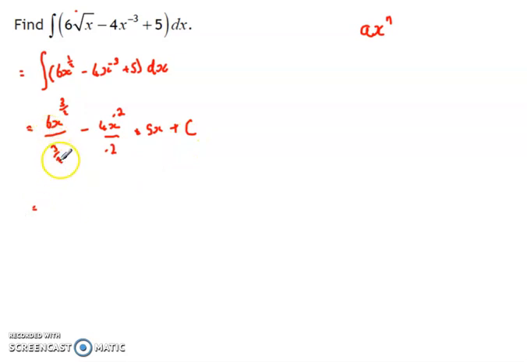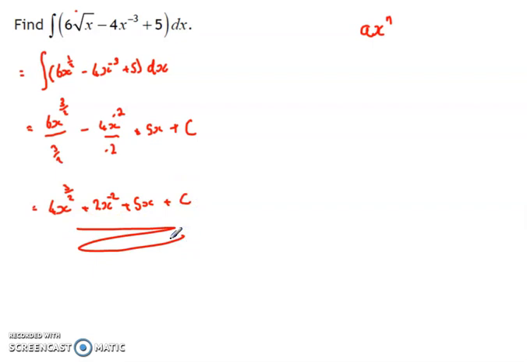So dividing by 3 over 2 is the same as timesing by 2/3. So that one there then gives me 4x to the 3 over 2. It's then going to be take away, so 4 divided by negative 2 is negative 2, so it's minus minus. So that then becomes plus 2x to the negative 2 plus 5x plus c, and that there is your final answer. It's not asked for in a set format, it's not asked for in terms of positive indices only or roots. That's the way it wants it. We're happy enough with that.